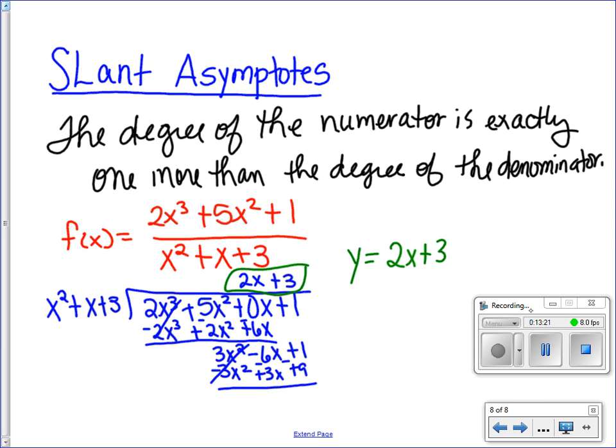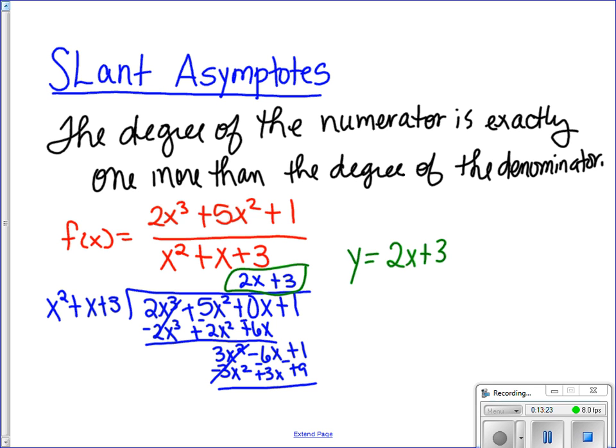Like, literally that is your asymptote. You would graph that. Remember how to graph a linear function? Go up 3, that's your y-intercept, then up 2 over 1. That's your slant asymptote, right there. Okay? That would be your slant asymptote.